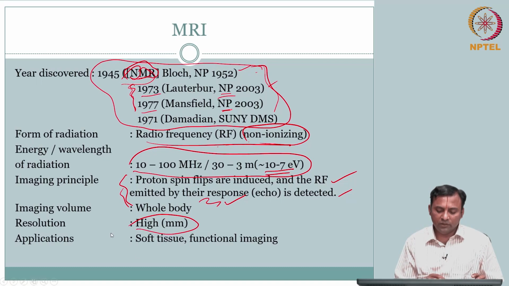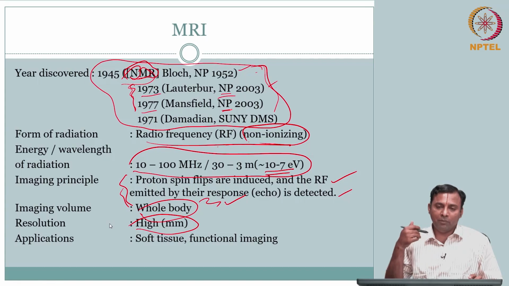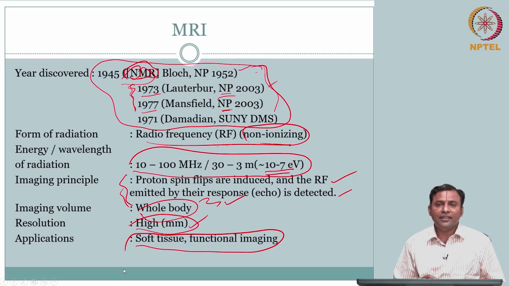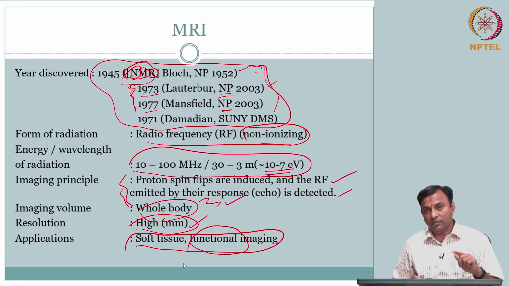High resolution, whole body, these are the big plus. You put them into the MRI scanner, you can do a whole body scan. Resolution is reasonable, it is high. Millimeters is good enough. It is versatile because it does both soft tissue and functional imaging. You can get structural and functional imaging, structural of soft, hard, everything. So it is powerful.